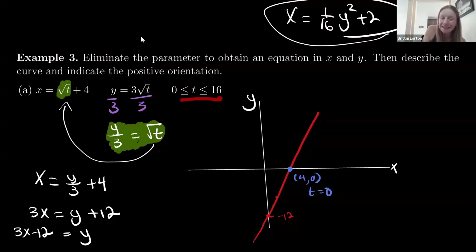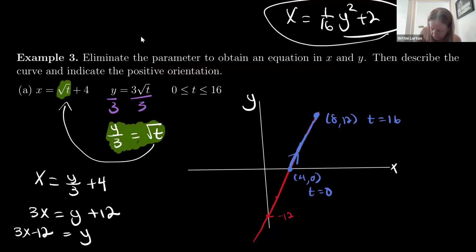And then if I were to plug in 16 into each equation, the square root of 16 is 4, plus 4 is 8. And then the square root of 16 is 4, times 3 is 12. So 8, 12, this was my 8, 12. That corresponds to time equals 16. So in fact, this is the actual line segment.